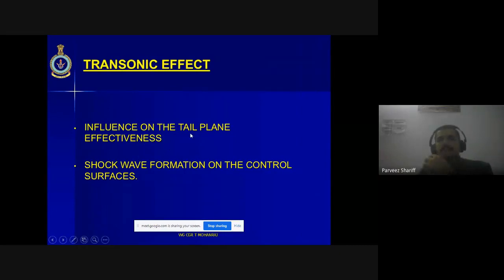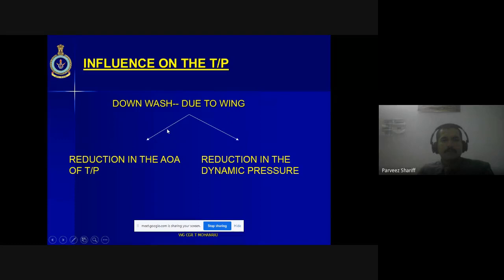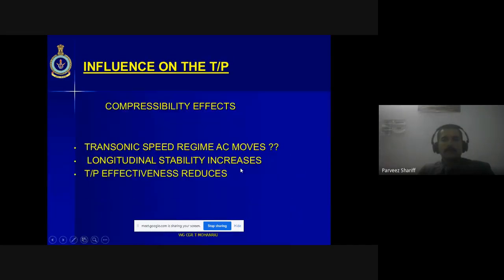Anyway, so at transonic speed, if we talk about the transonic effects, the influence on the tailplane is very effective, whereas when we talk about supersonic speed, the effectiveness of the tailplane decreases. So shock wave formations are created on the control surfaces. Then what happens is a reduction of the angle of attack of the tailplane and a reduction of dynamic pressure on the tailplane. That is the compressible effect at supersonic speed.